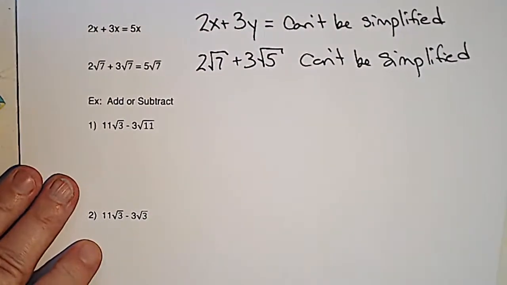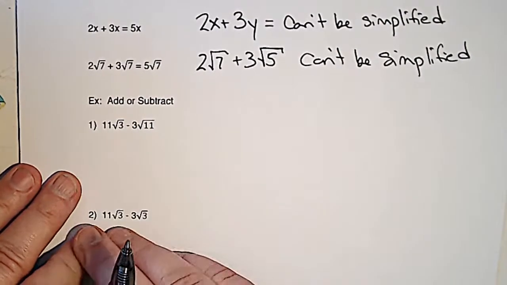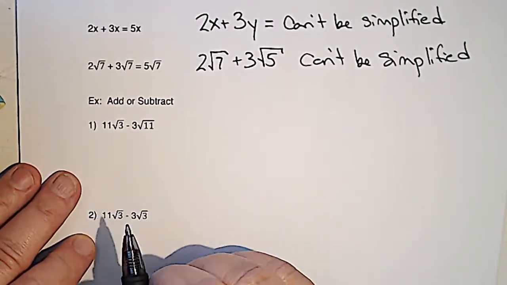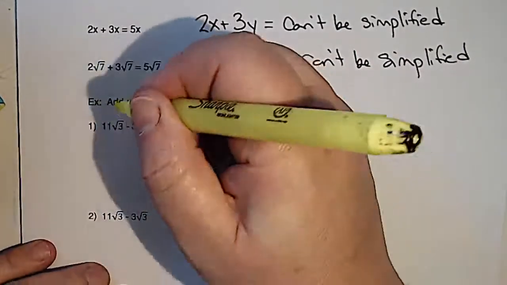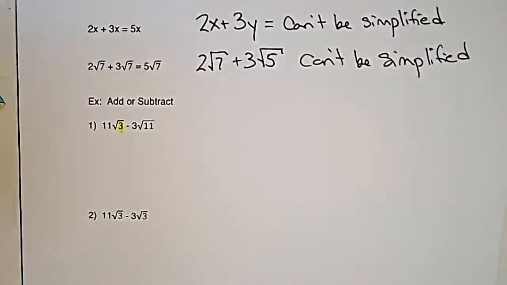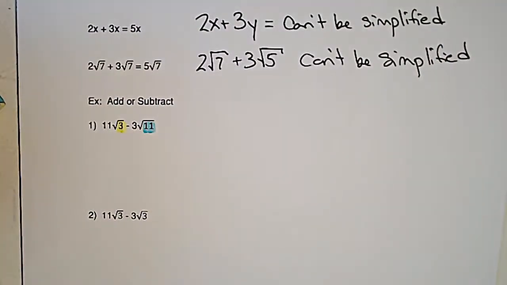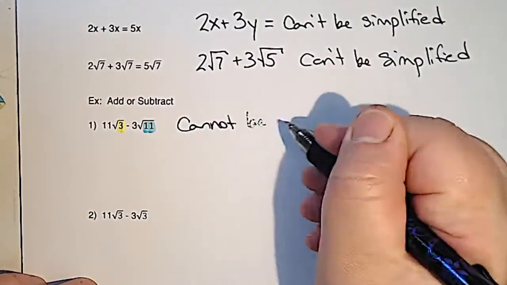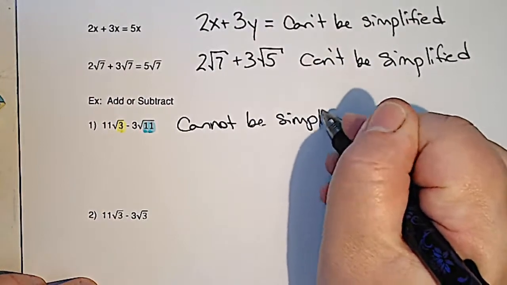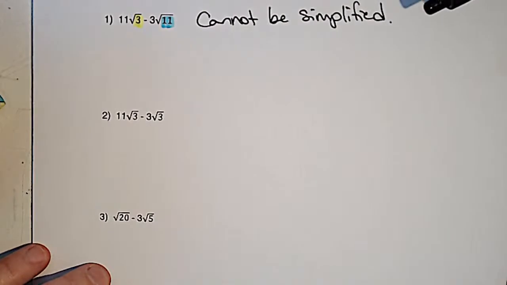So, first problem. 11 radical 3 minus 3 radical 11, which, oh my gosh, I look at this and it just swims around. But let's look primarily at the radicands. Radicand. This one has a 3 inside. This one has 11 inside. These are not like terms, so this cannot be simplified. Okay, fine.